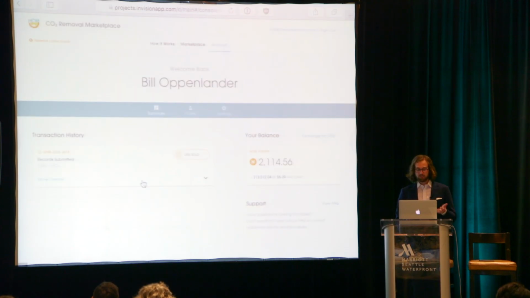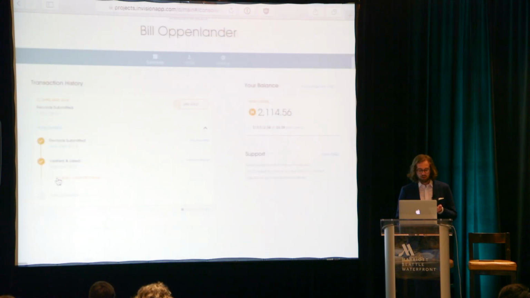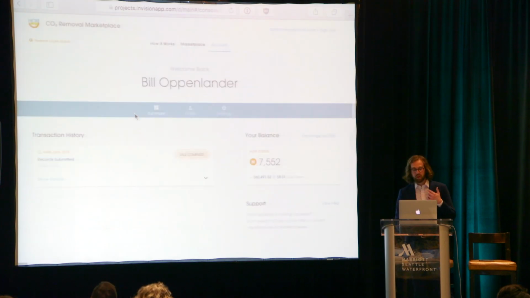It's now a day or two later, and we can see that 28% of the CRCs have sold because we've gotten to the front of the queue, and now the buyers are working their way through your CRCs one at a time. You've sold 2,114 of them so far. You have that many tokens, which at the current trading price of $6.39, it's worth about $13,500. So we're going to fast forward again.